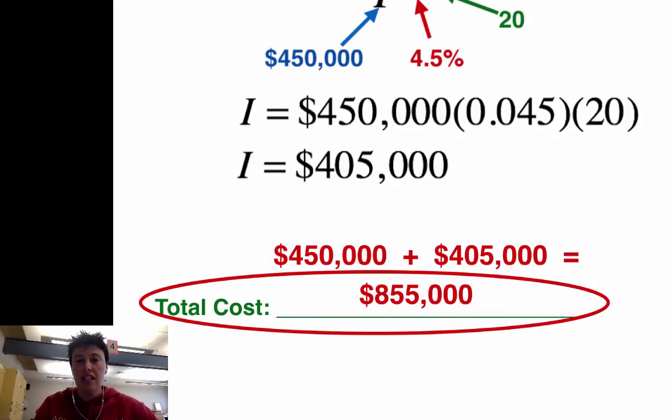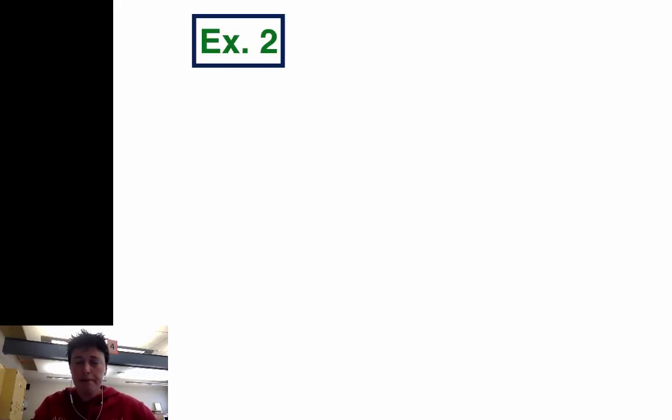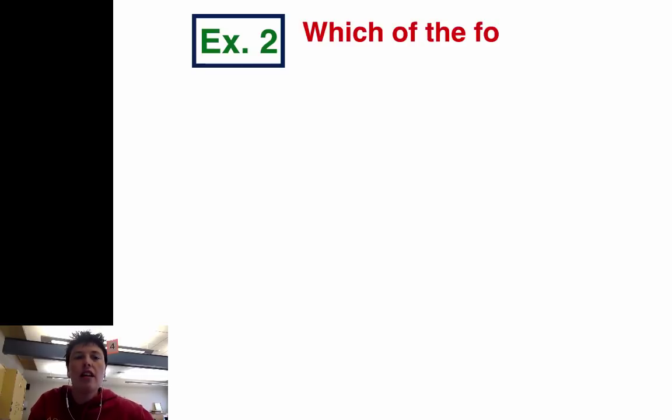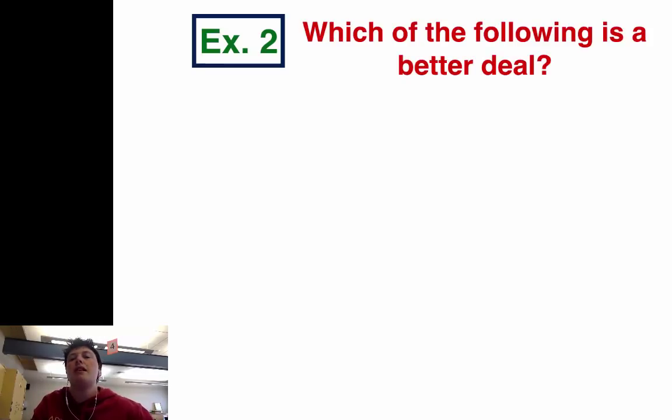So let's take this idea and try it with another example. And this example is going to be a little bit different. We're going to look at buying two different options. So imagine you walk into the store and you have a decision to make. So that's our question. Which of the following is a better deal? Now we're going to go shopping for something fun. We're going to get a new boat so you can go out water skiing and wakeboarding.